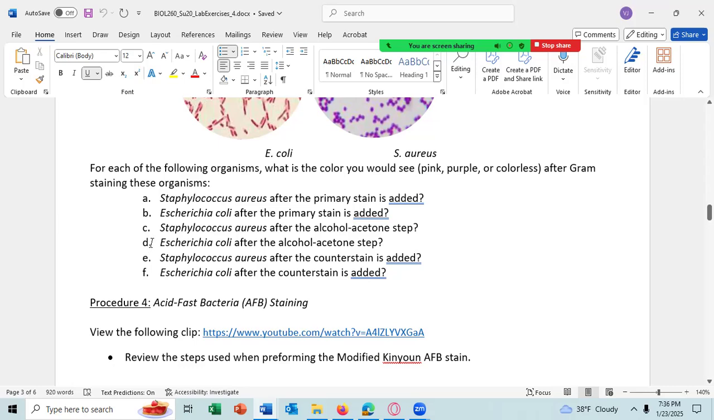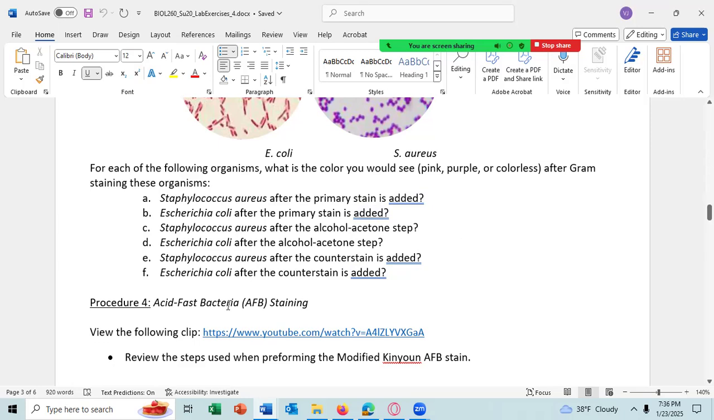C. Staphylococcus aureus, what color is it after the alcohol acetone step is performed? Wrote it there. And then D. E. coli, after the alcohol acetone step is performed, what is the color of these cells? And write it here. And then Staphylococcus aureus, what color is it after the counter stain is added? Write it right there. And then E.